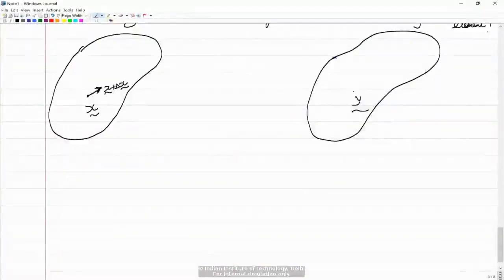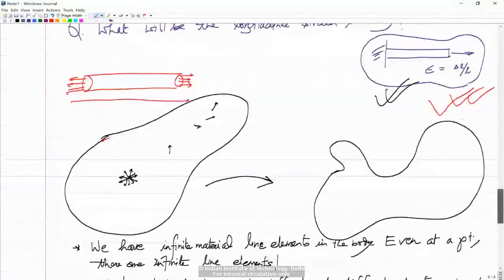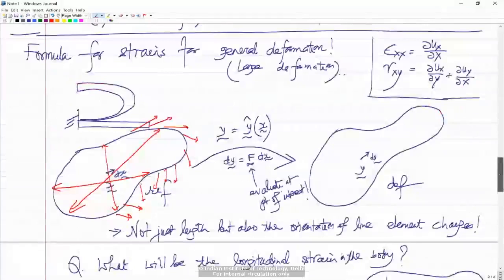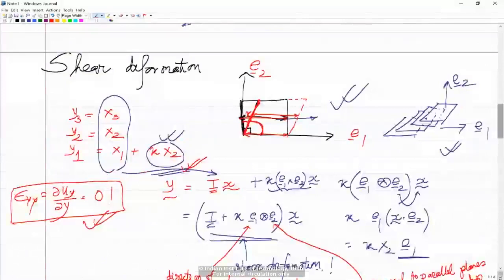Okay, the shear case which you have discussed here. So it is a small shear case or a generalized case of shear strain. I should say it's a general shear deformation where K can be small or large. So if suppose K is large, I want to ask about the line element which is above, the second line element which is horizontal. Will it not come somewhat downward?